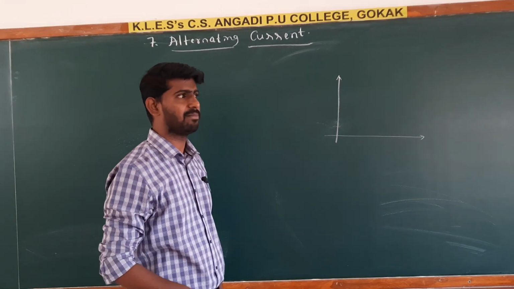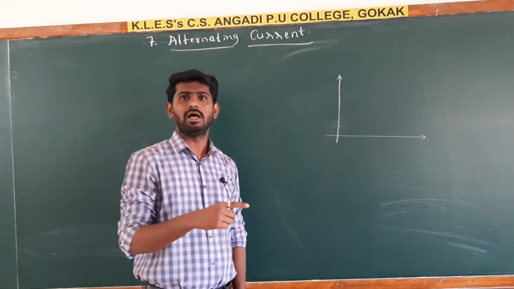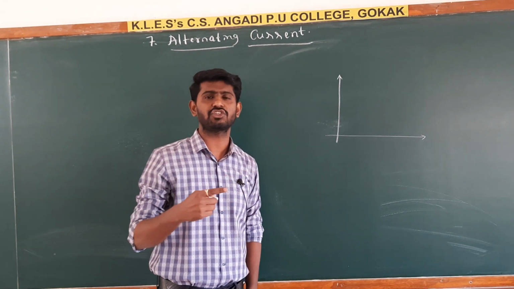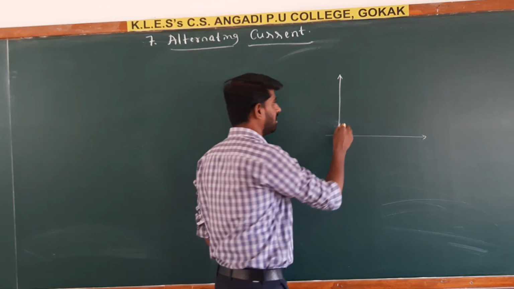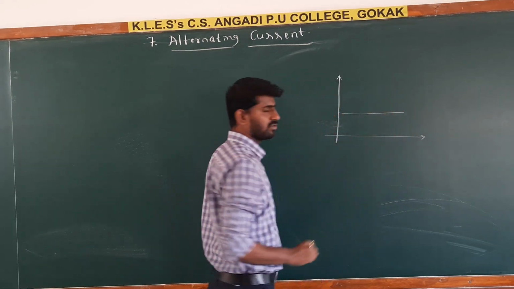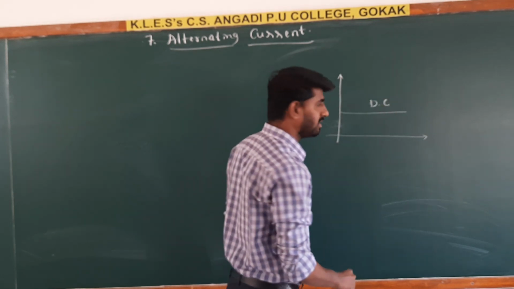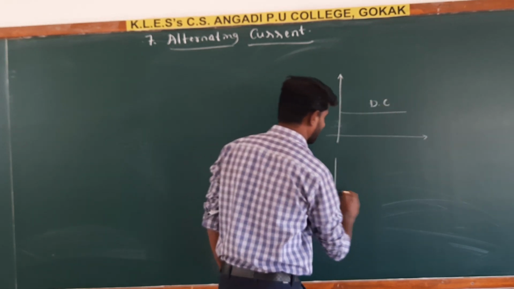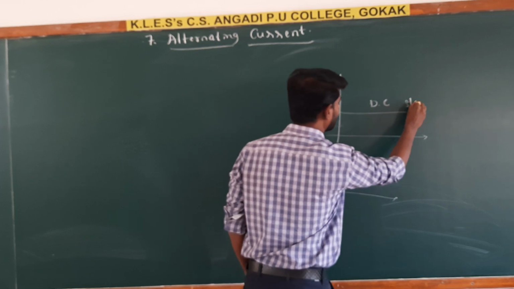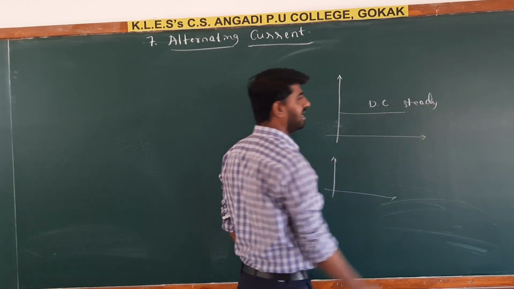Direct current means whose polarity will be the same. We can say unidirectional current. It is always in a positive phase. So this is called the direct current. This is direct current, right? And if I write direct, you can also use the word steady current, steady direct current.